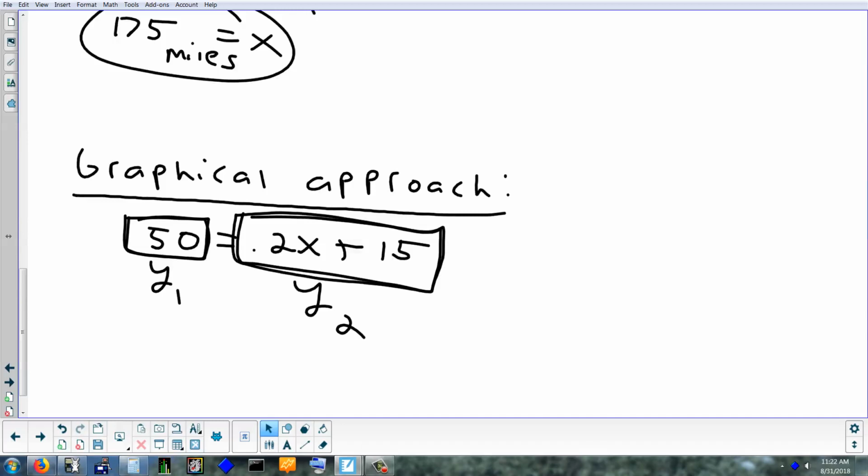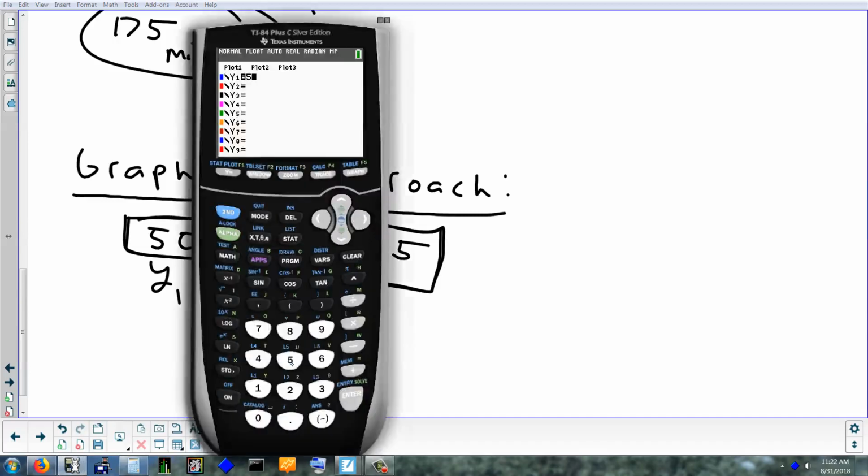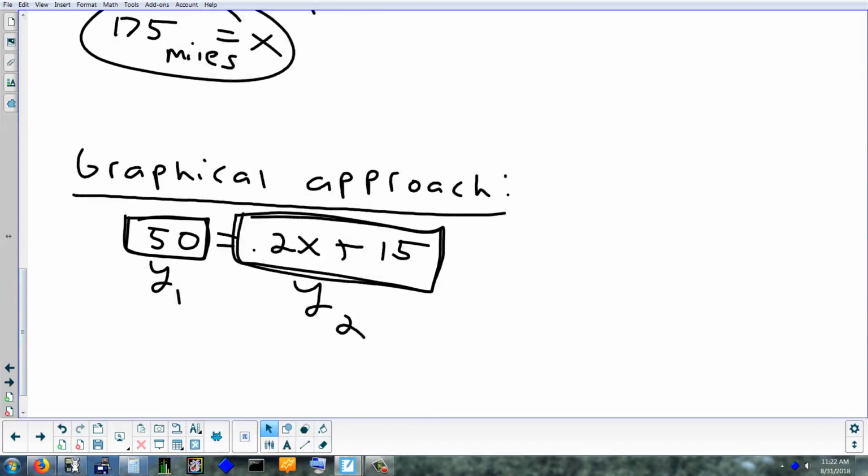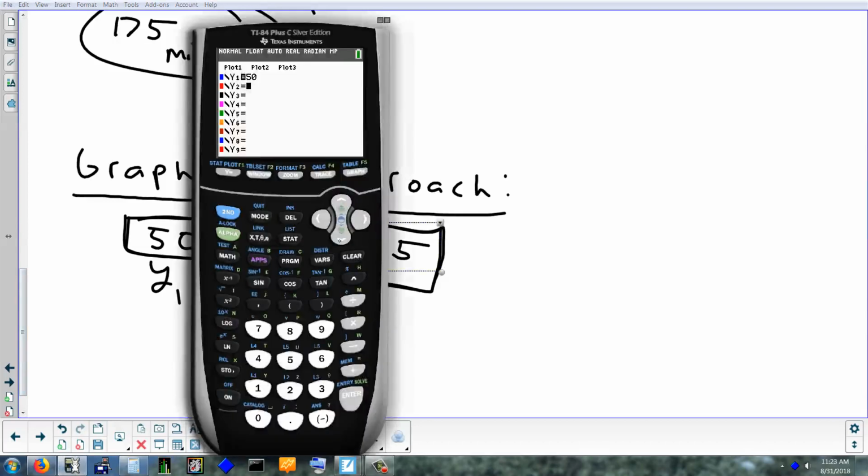Where they meet, it's going to be where they cross. So I'm going to look and see where 50 is equal, or where the graph crosses 0.2x plus 15. You should put it in just like that. And I usually start with a standard window, zoom 6.